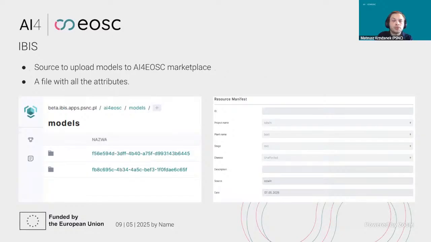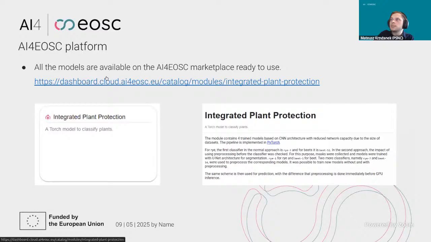Trained AI models are also stored on EBIS with a public link exposed so that they can be accessed on the AI4EOSC marketplace. On the right side, you can see an example of a file that's being used to describe the particular data set with the attributes. Like I've said, it's available on the marketplace. It's called Integrated Plant Protection. So anyone interested can go directly over there.